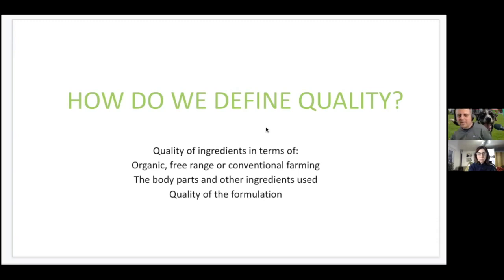So, okay. One term for quality is organic, free range, or conventional. The second one is the body parts and other ingredients used. As we talked about before, organic carrots can mean the beautiful orange carrots, or the thrown away half molded carrots, or the ones that nobody wants to buy. They can be all organic. But the difference is huge in quality.